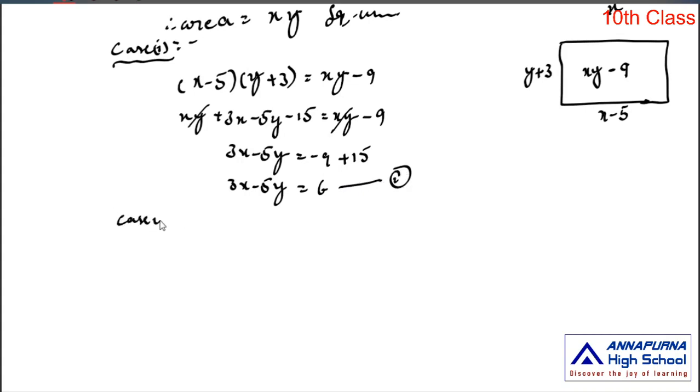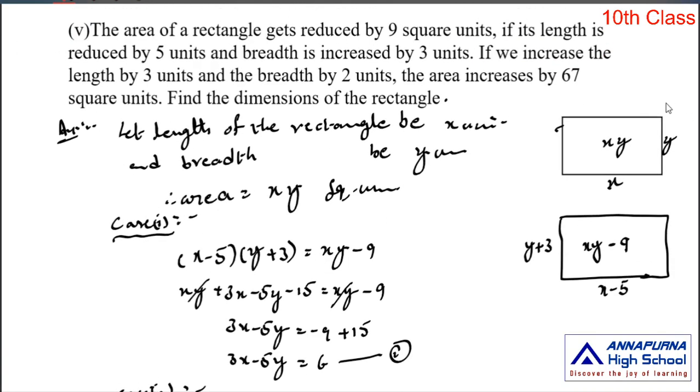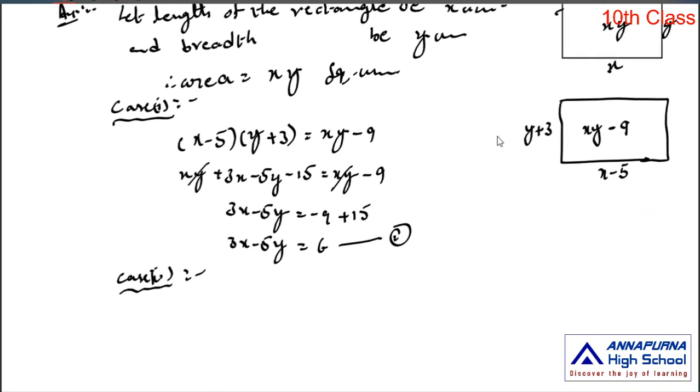And come to the second case. So what is the second case? If we increase the length by 3 units and breadth by 2 units, the area increases by 67 square units. So this is the original rectangle. And if you change the length and breadth like this, that means if we increase the length by 3 units and breadth by 2 units, what are the changes we observe in area? The area increases by 67 square units. So in the second case, this is the new rectangle.